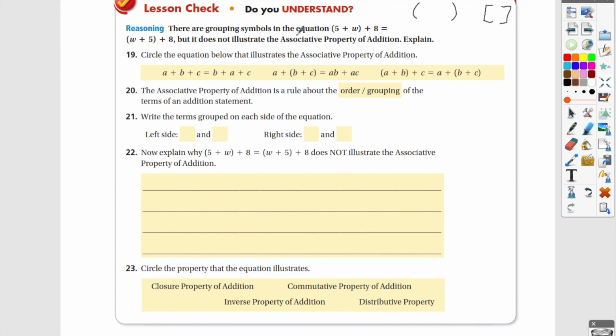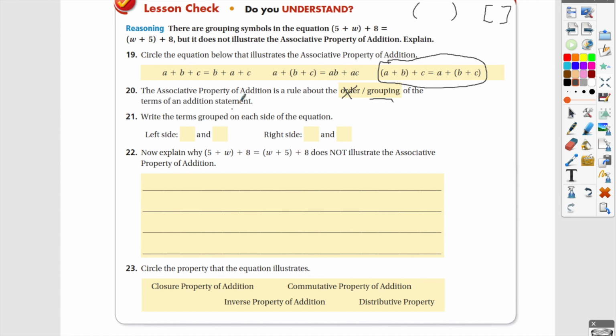All right. There are grouping symbols in the equation 5 plus w plus 8 equals w plus 5 plus 8. So for question 19, which one of these shows the associative property of addition? If you remember, that's when you start off with a set of parentheses and you just move the parentheses over. You move the grouping symbols over. The only one that starts with parentheses or the grouping symbols and moves it over is the last choice. The associative property of addition is a rule about the grouping of the terms. It is not a rule about the order.